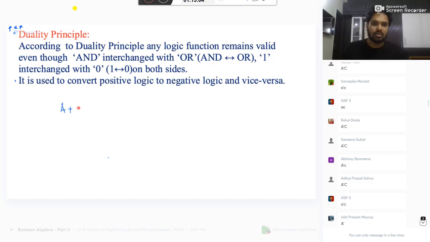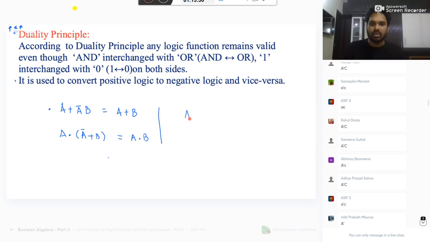Please remember carefully. Let me take one expression: A plus A bar B. What is the answer? We just now discussed: A plus A bar B equal to A plus B. What is this? Absorption, right? In the distributive property we discussed. Now, according to duality principle, you replace this plus with dot, and here you have dot, replace with plus. Here also replace plus with dot. Still, that relation will be valid. That's what the duality principle is giving. Check it. A into A bar is how much? A into A bar is 0. A into B is A into B.